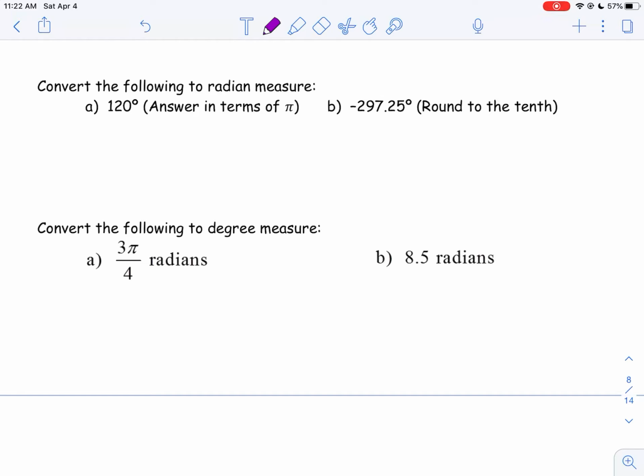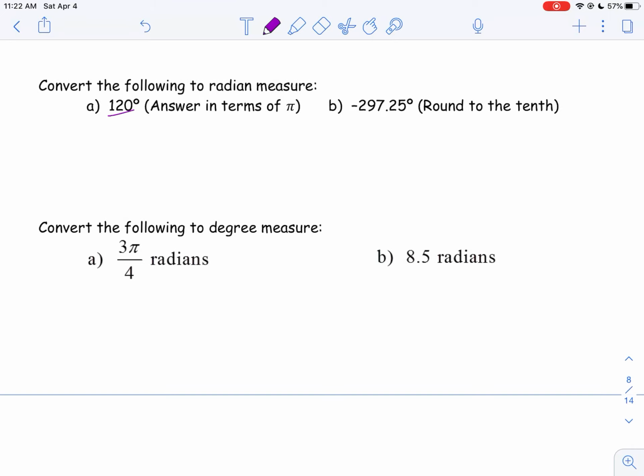Here is the last video in this lesson on radians. So sometimes we're asked to convert between radians and degrees or degrees and radians. And sometimes if you look at a question like A here, 120 degrees, it's fairly easy to think through. You know 120 degrees is just 2 times 60 degrees, and you know 60 degrees is pi over 3. So this has to be 2 pi over 3. So we're done. It's 2 pi over 3.